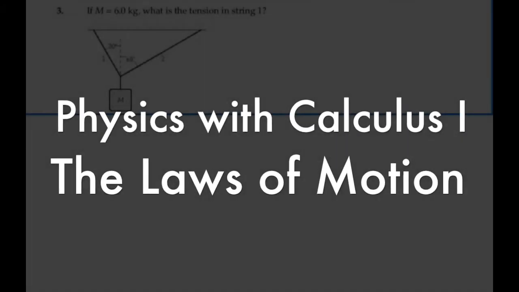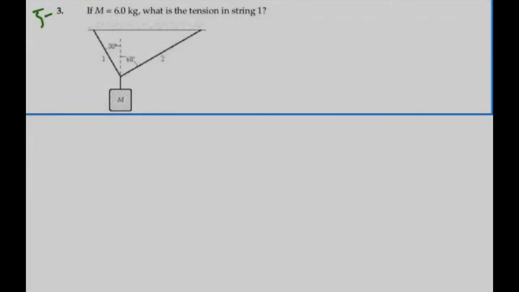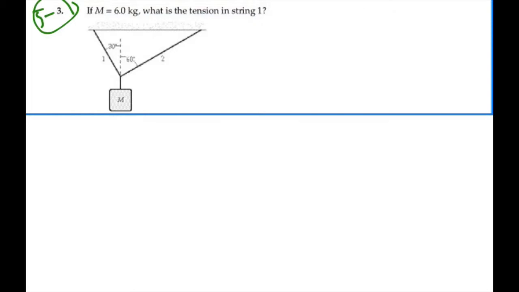Here's an alternate way to look at problem number 5.3. First of all, we have to start off like we did before. We would say here's tension 1, here's tension 2, and here's tension 3. And if M is equal to 6 kilograms, what's the tension in string number 1? So we need to find out what's the tension in string number 3 first. So we would do a free body diagram of M.